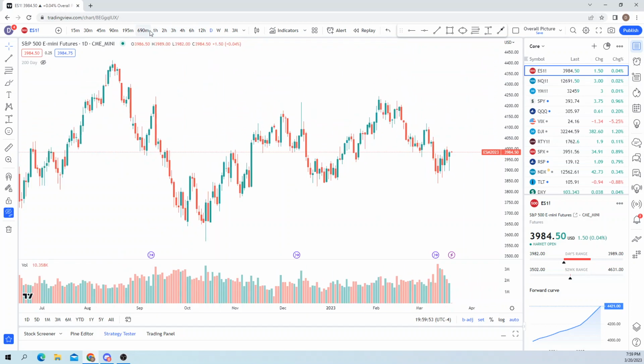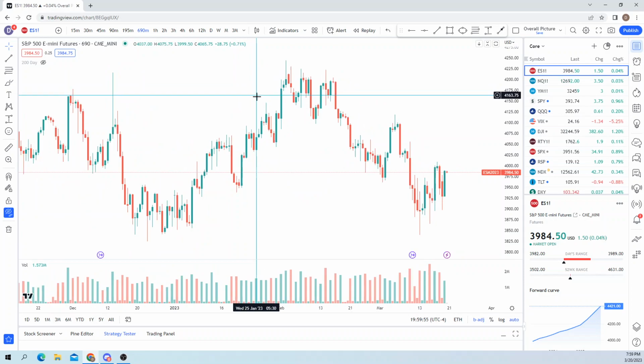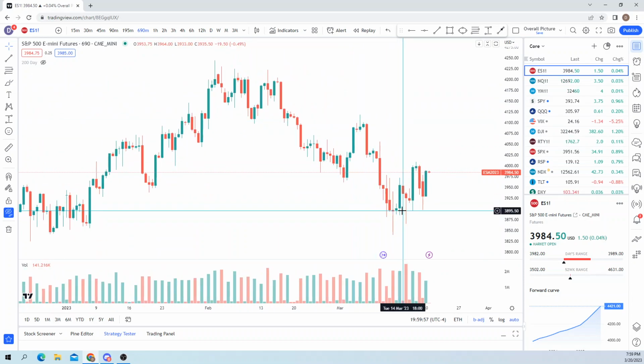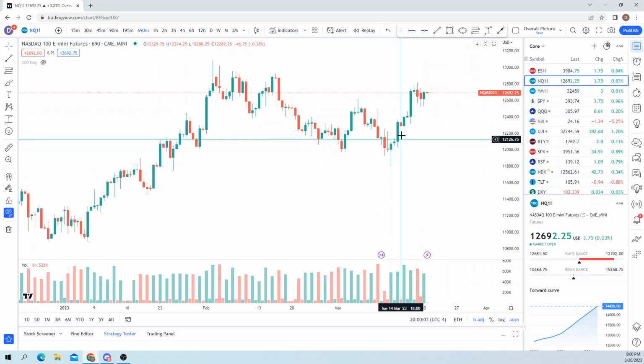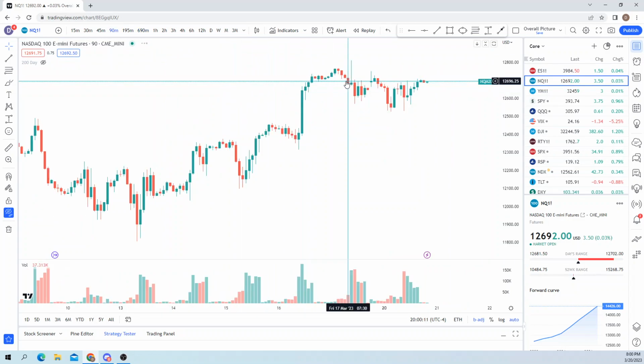So going to the 690, just a different visual of this higher low pattern. This is very, very important going forward. And the NASDAQ has the same exact higher low pattern as well. So with that said, we'll hop into my drawings.